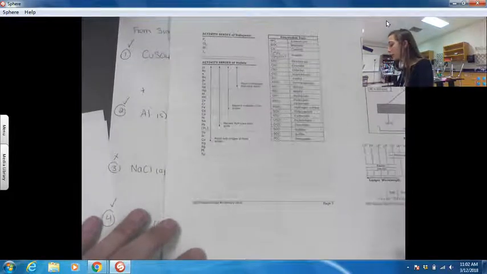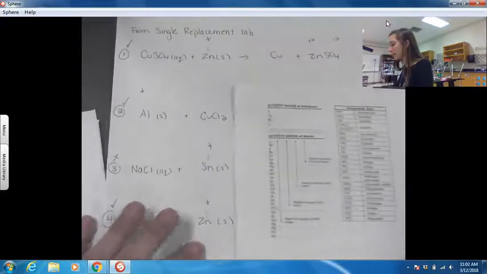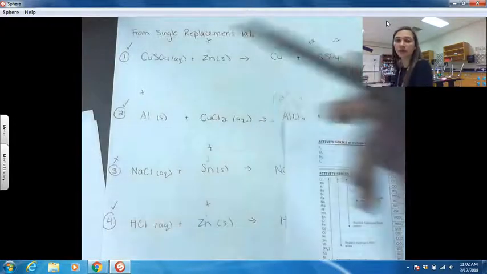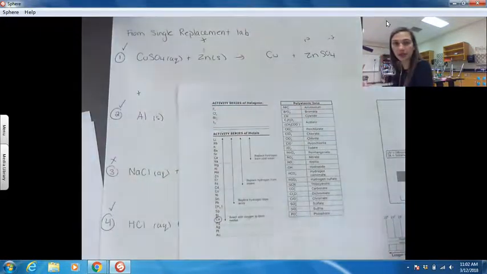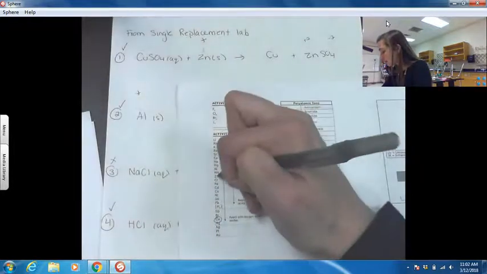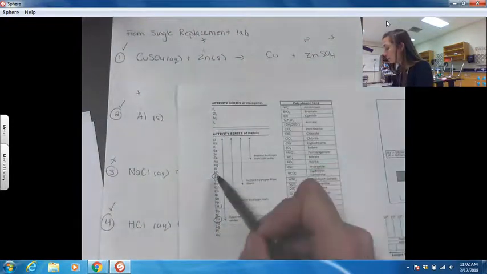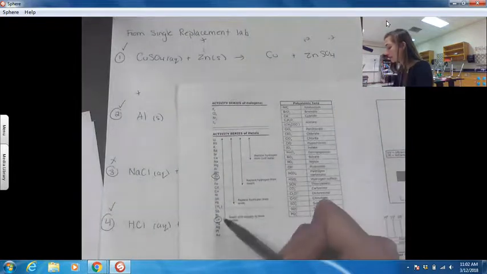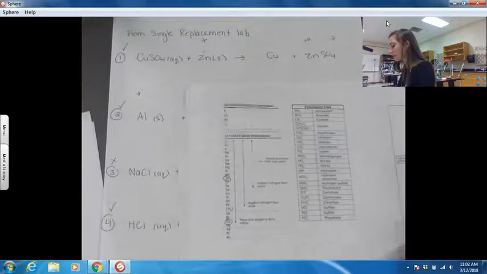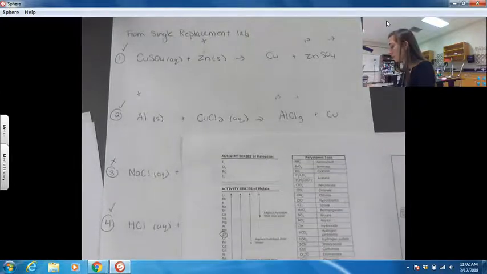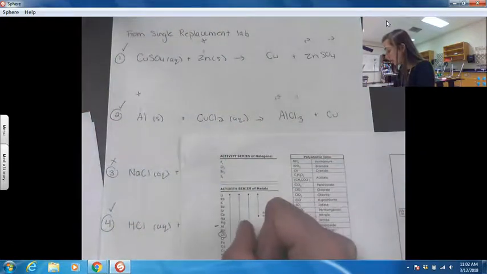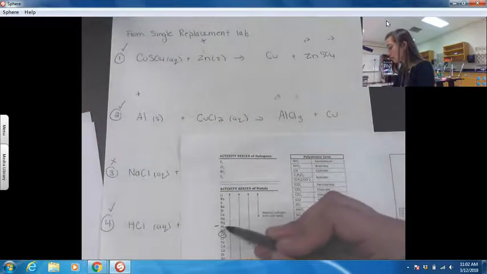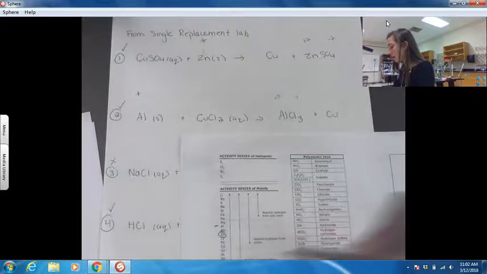What we want to do is say, okay, what similarities were there when we looked at the reactions that did occur? So let's look at just the metals that were part of it. We had copper, which is down here, and we have zinc, which is up here. Notice how zinc is higher up on the activity series than copper. Let's see if the same thing happens for one of them that also occurred. Here we have aluminum that's by itself, and here we have copper. Notice how the element that's by itself is also on top of the element that's in the compound.